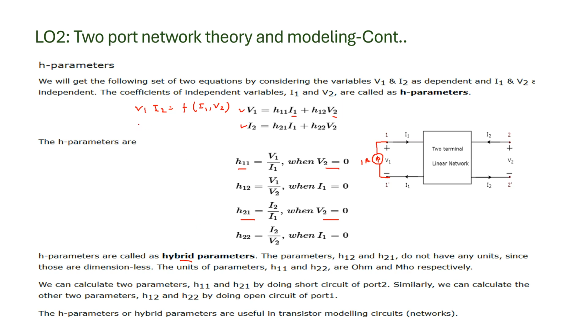Inverse H parameters can be found by writing I1 and V2 as functions of V1 and I2. Out of these six parameters, we are only interested in Z parameters, Y parameters, and H parameters. Okay, so in this video, up to this only, we will continue in the next video.